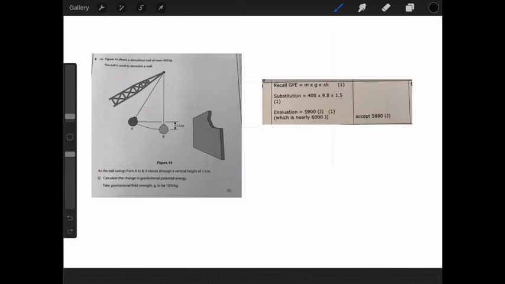One of the reasons that the mark scheme may have thrown you a little bit here is because even though in the exam question here it told you to use the gravitational field strength g as 10 newtons per kilogram, for some reason in the mark scheme here it has it as 9.8, which is actually a more accurate value, but that is not what the question told you to do. Therefore it is 400 times 10 times 1.5, which gave us the 6,000 joules, which is the correct answer.